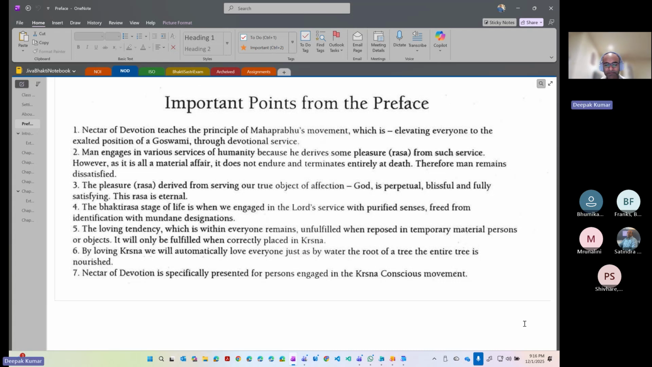Good. Very good. Good takeaways, Mataji. There's no right or wrong answer. It's just a takeaway, whatever you picked up, right? We are all different beings. So, okay, who would like to go next?